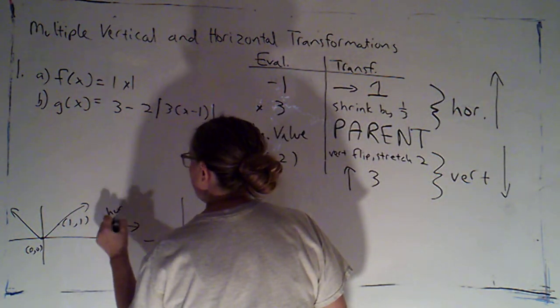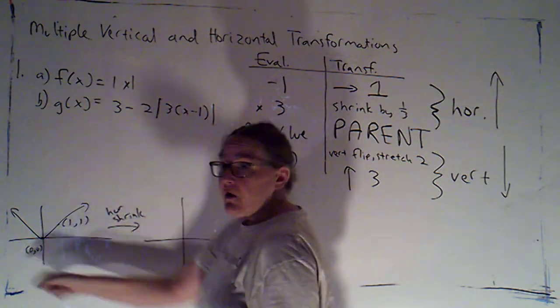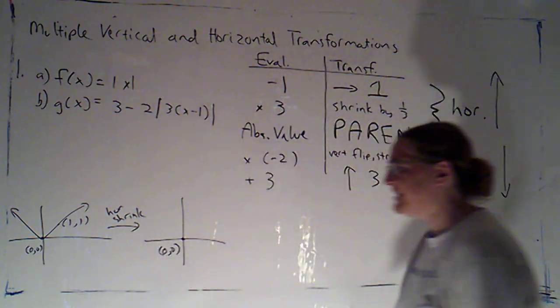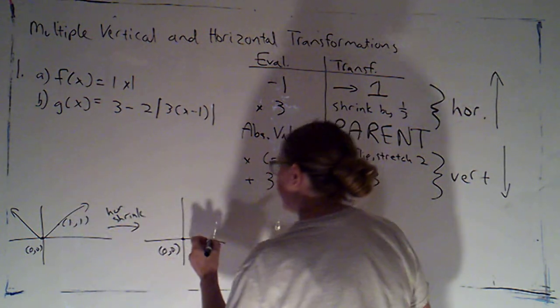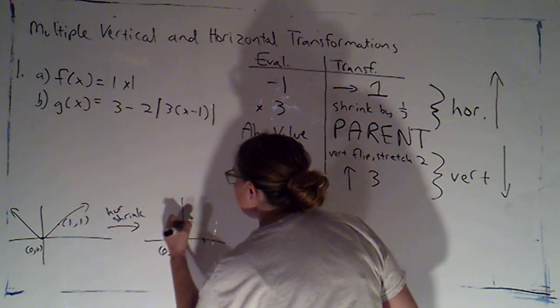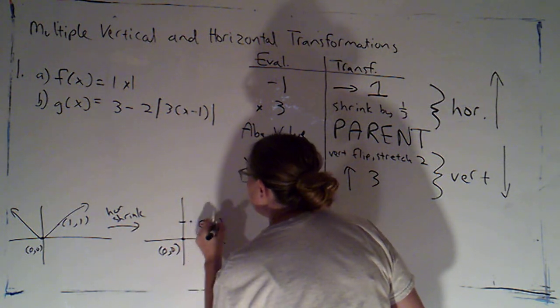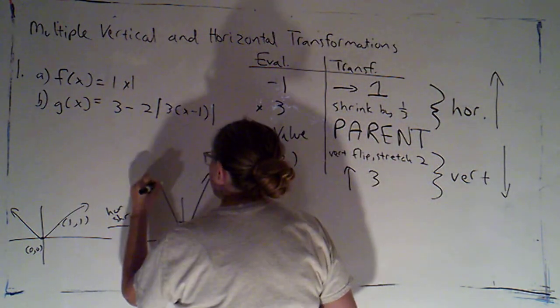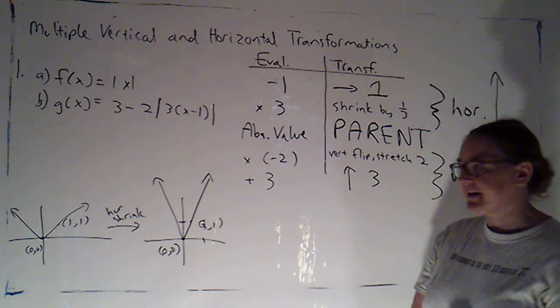So if I do my horizontal shrink, the x value of 0, if I divide that by 3, it's still just going to be 0. So that point doesn't move. But for this point, if I take the x value of 1 and divide it by 3, it's now going to be at 1/3. So that point becomes (1/3, 1). And so I can see I've shrunk things horizontally.